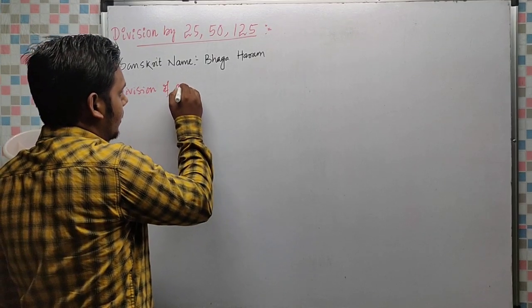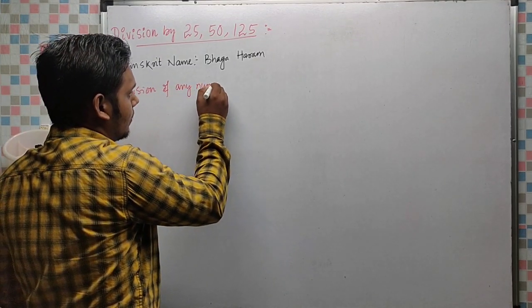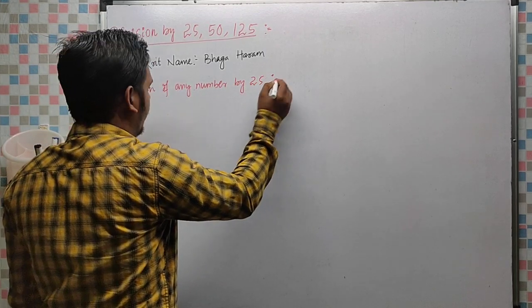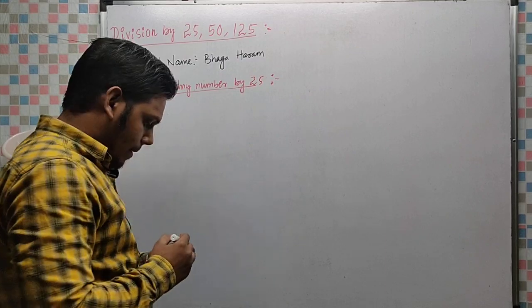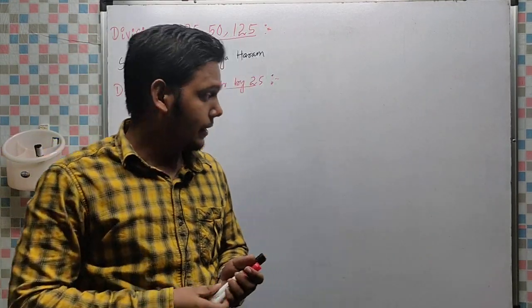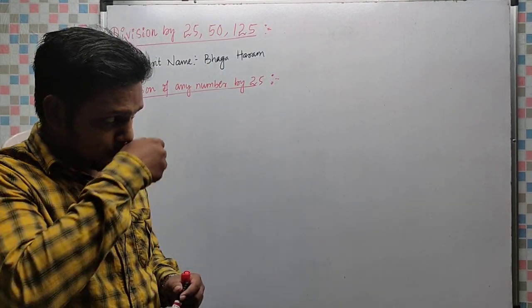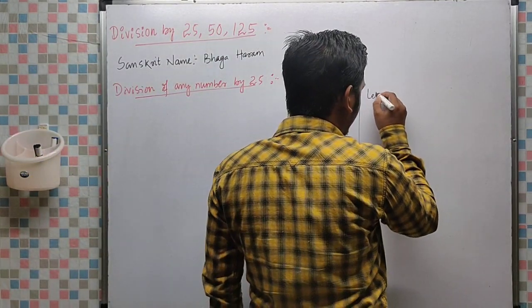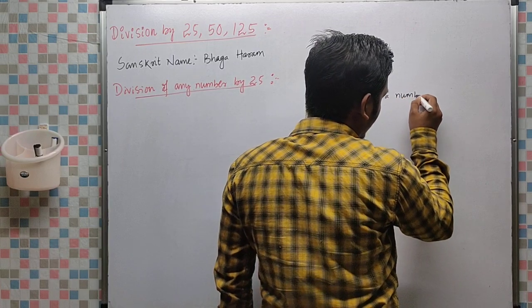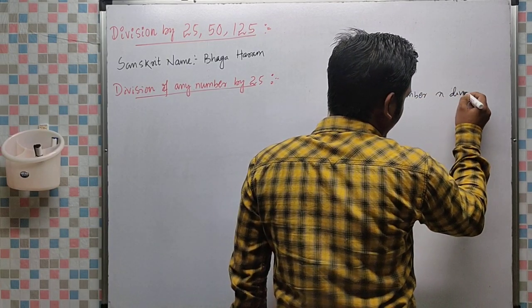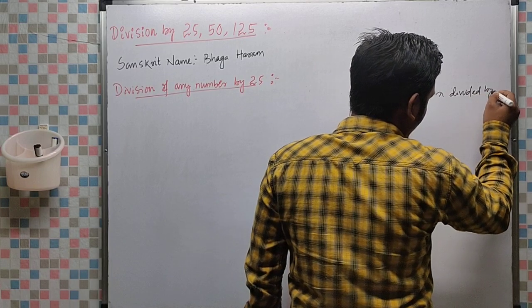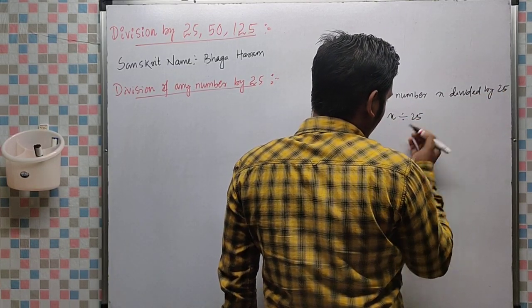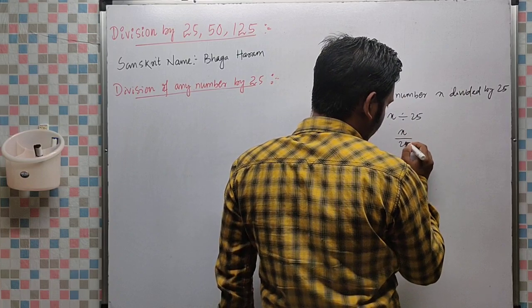Division of any number by 25. As you know that 25 is a factor of 100. So first what we have to do, let the number be x. Let a number x divided by 25. So x by 25, or I can write x by 25.